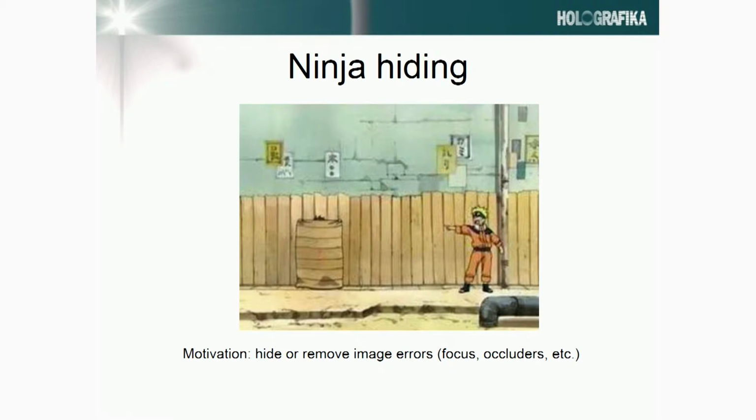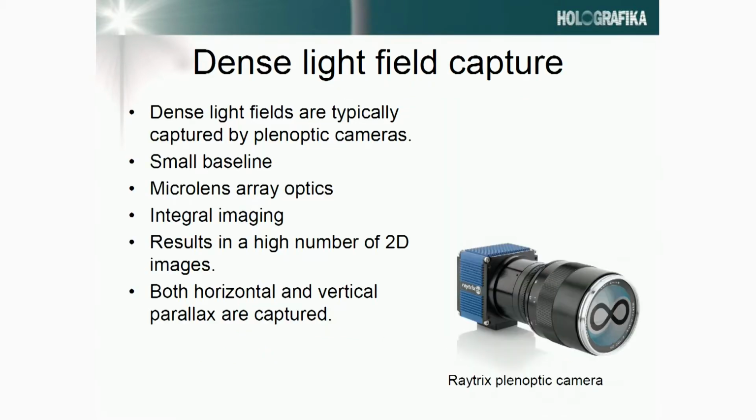Okay, what can we do if we have this kind of capture equipment? We can do ninja hiding. We can hide or remove all types of image errors. We can change the focus and aperture, and we can hide occluders from our light field. So this is one application for dense light field capture, where you have a camera like this, which captures on a small baseline, so there's a small difference between the two farthest points of the camera capture positions.